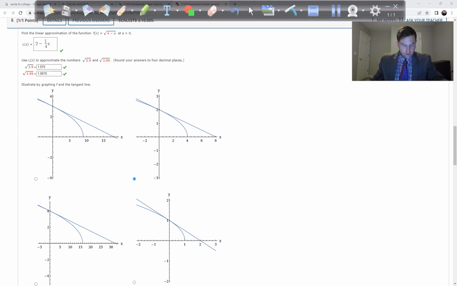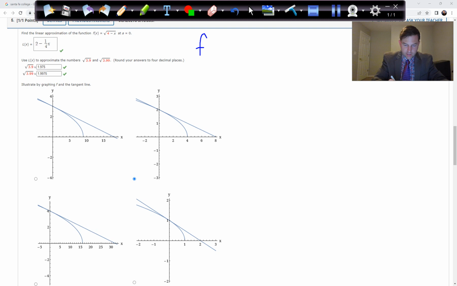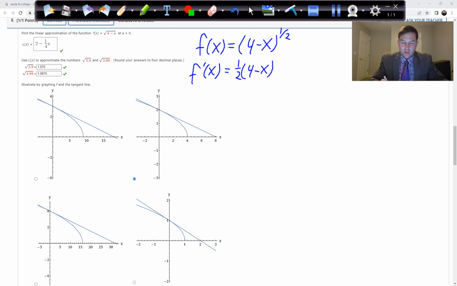Okay, 5 is another one where we have to linearize it, draw the original equation, draw the linear approximation, and see how they match up. So our f of x, I'm going to write it a little differently like I did in a previous problem. It's 4 minus x raised to the 1/2 power. Therefore, f prime of x is bring the power down 1/2, leave the parentheses alone, a lot of students forget that. Then it's 1/2 minus 1, then don't forget this step, times the derivative of the parentheses. Derivative of 4 is 0, derivative of minus x is minus 1.